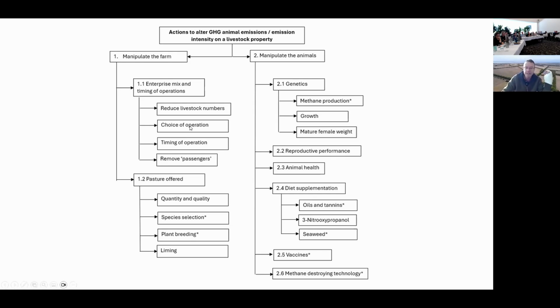Choice of operation is another one that's worth having a bit of consideration on. You generally find that if you've got a self-replacing operation, your emissions will be higher per kilo of beef because you have animals for a long period of time that are there growing out to get to that reproductive phase, as opposed to if you're in a trading operation. So even the way the calculators work at the moment, a trading operation, even though you get pinged for scope 3 of those animals being born somewhere else, they generally show up as having lower emissions than if you're in a breeding and self-replacing type operation.